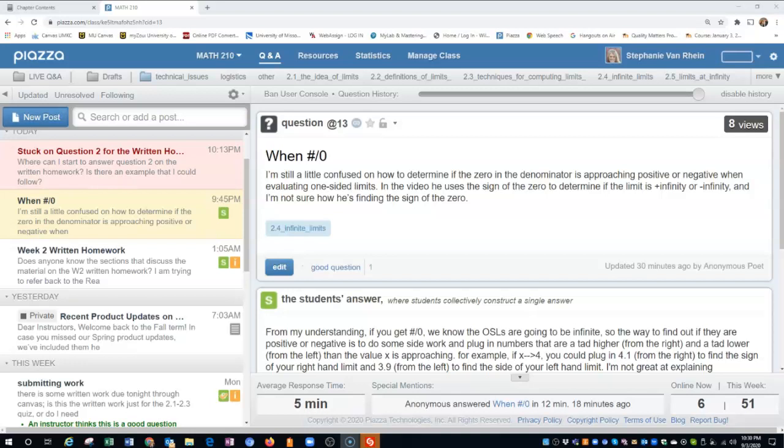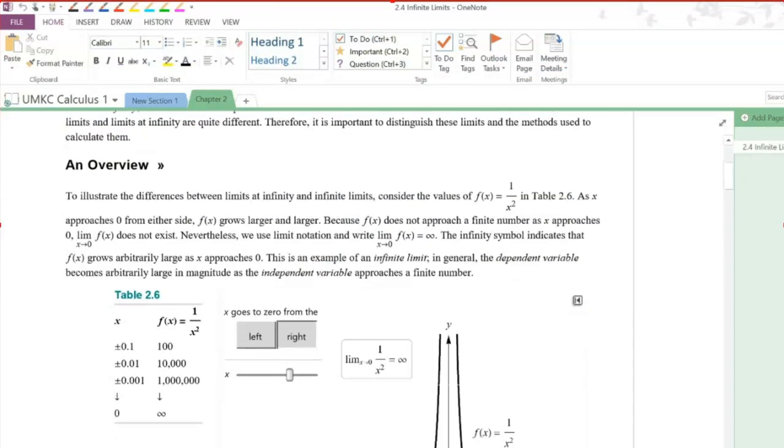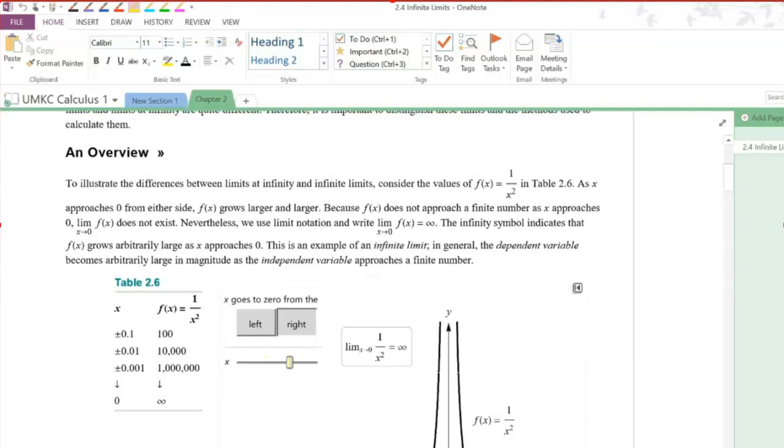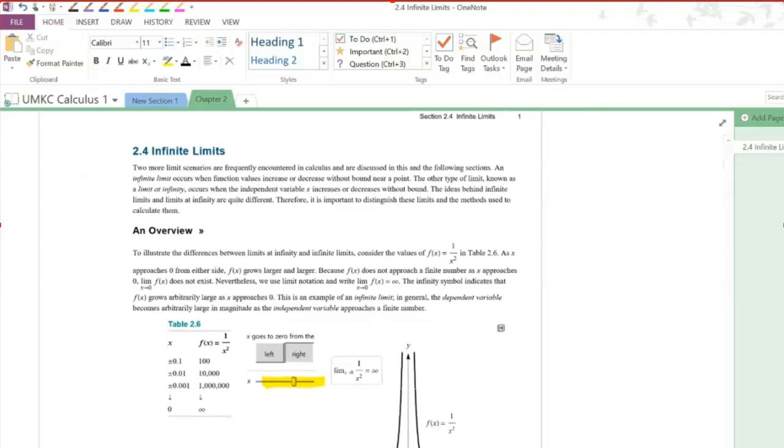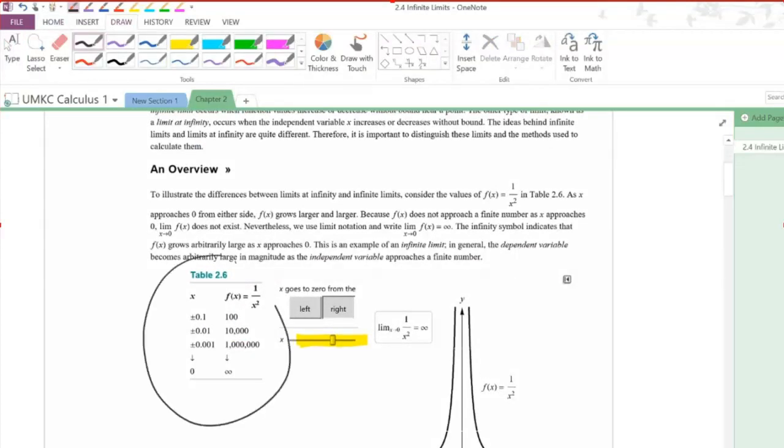If you open it up in the CDF player, you can actually interact with it with the interactive features in it, but here I just write on top of it. So there's a couple ways to look at it, and the student that answered the question talked about this table. You could plug in values.